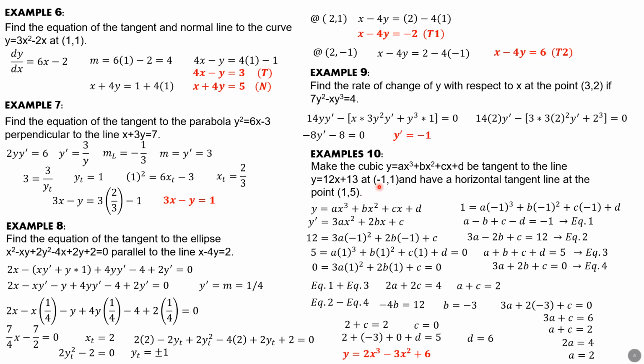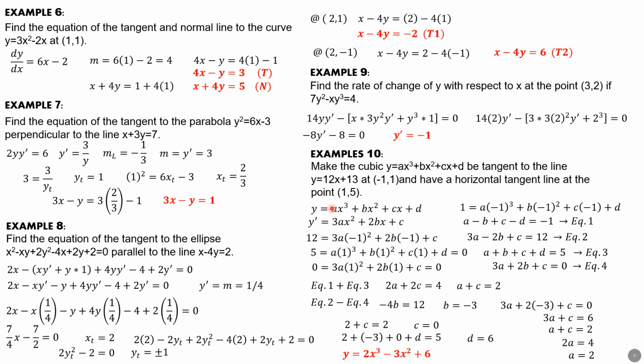So this is the point of tangency at negative 1, 1. This is a point on the curve. So that's one condition. And it is tangent to this line. The slope of this line is 12. That's the second condition. And it has a horizontal tangent line, meaning the slope is 0 at the point 1 comma 5. So another point on the curve, 1 comma 5, that's the fourth condition, and the horizontal tangent, or 0 y prime, that's the third condition. So this problem can be solved.